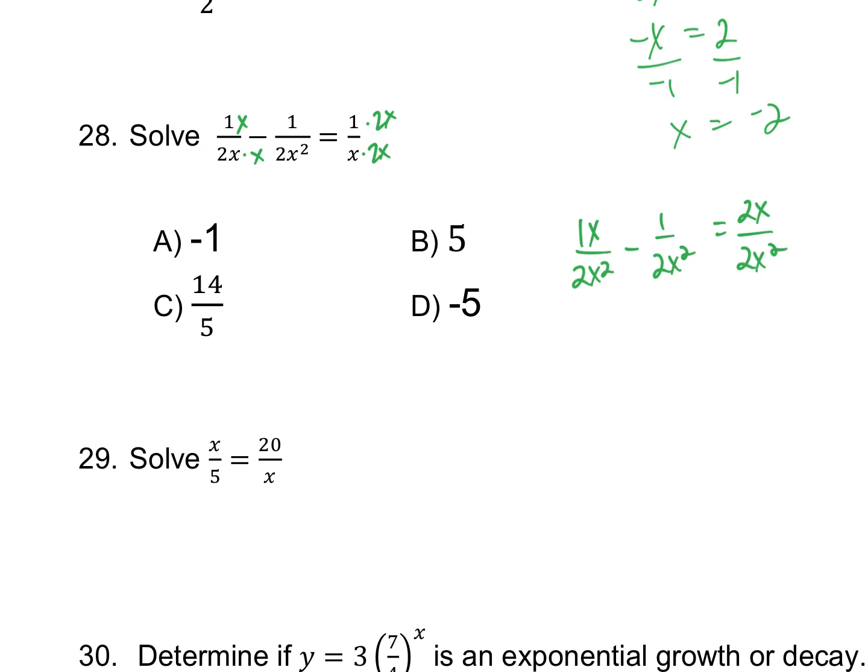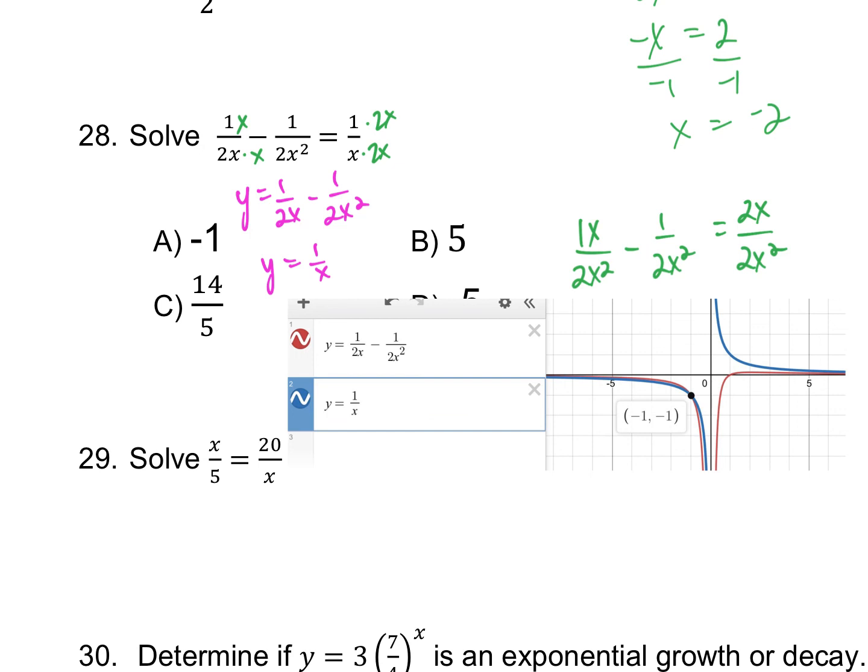Of course, you could have always started this at the very beginning and just graphed. So y equals 1 over 2x minus 1 over 2x squared, and y equals 1 over x. And graphed it the same way we did the other one. Let me do that real quick for you, and then I will show you that. Okay, so if I graph it, this is what it looks like, and I can see that, ta-da, a equals -1. If you don't want to do all that other stuff, just graph it.